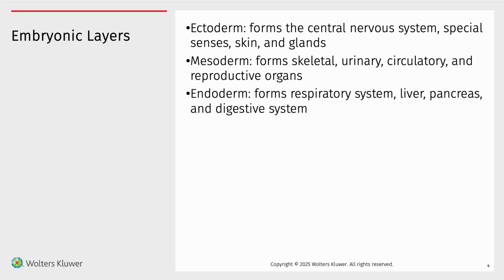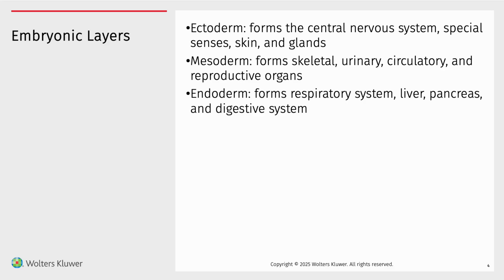So typically around the 3rd week of development, the embryo undergoes something called gastrulation, which is a process that organizes cells into 3 distinctive layers. Each of these layers has a specific developmental responsibility, and disruption at this stage can cause long-term consequences.